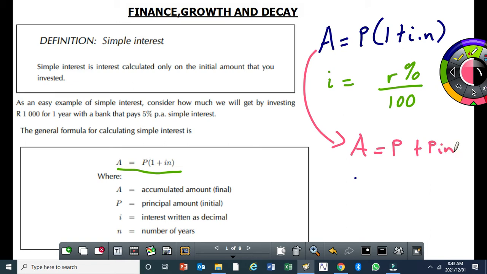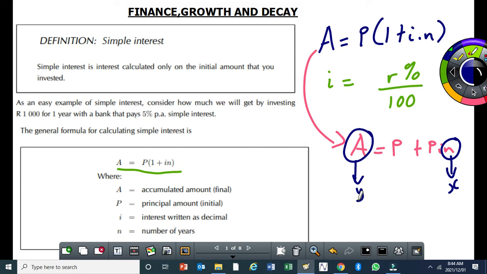Okay, and then here our two variables, that is the independent and the dependent, will be this A here, that's the accumulated amount, and that N there, which will be the number of years. So the N will be like your X, okay, and the A will be like your Y.